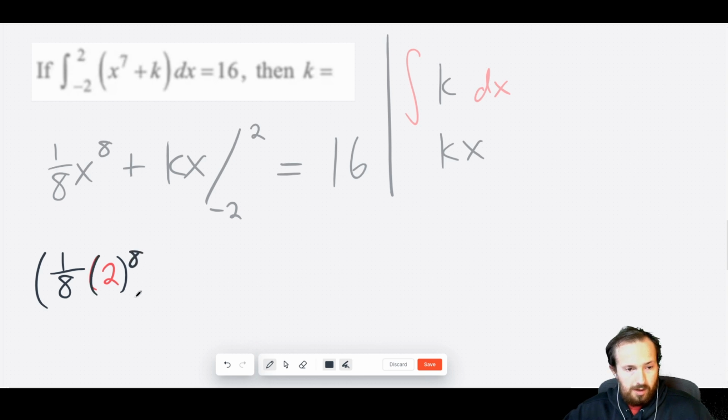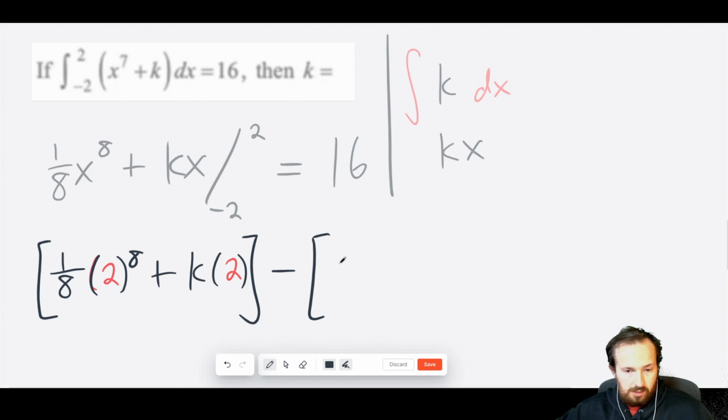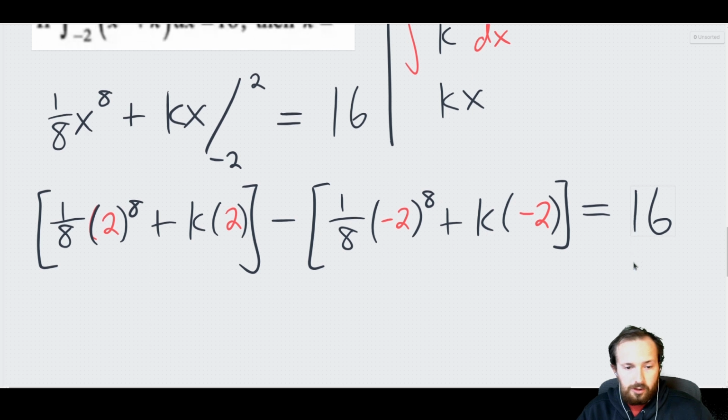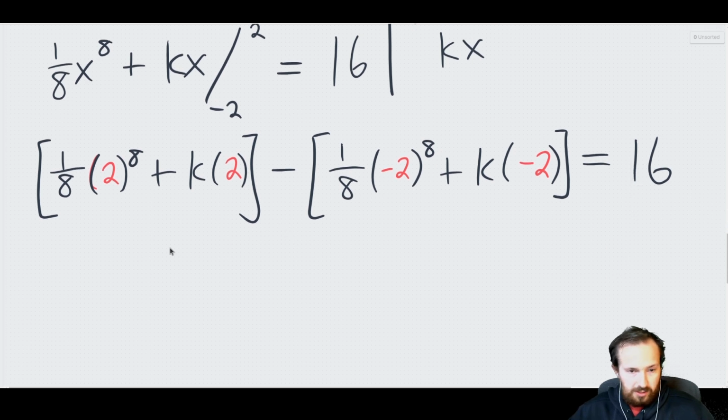So it'll be 1/8 times 2 to the 8th plus k times 2. That's the first half, when we're evaluating at the upper bound. And then we subtract the lower bound, so minus 1/8. And what will this be? This will be (-2) to the 8th plus k times -2. And that whole thing equals 16. So there you go, and then we can continue to work this out.